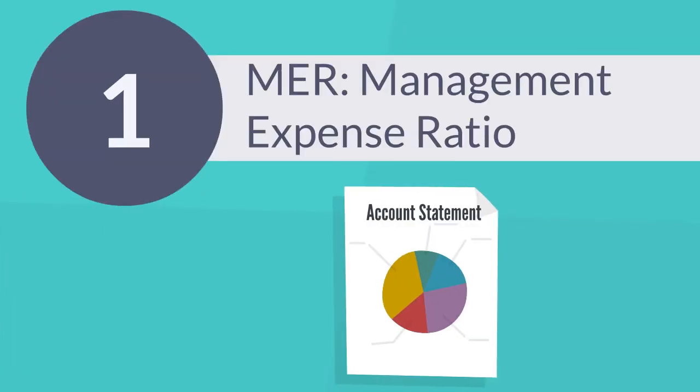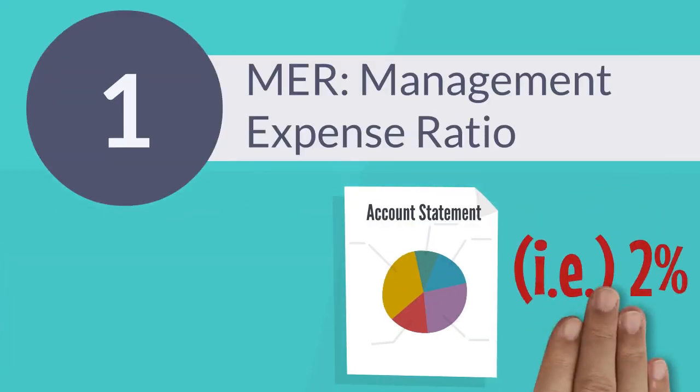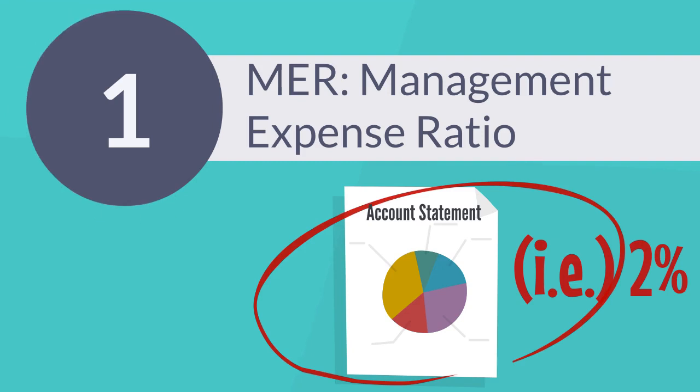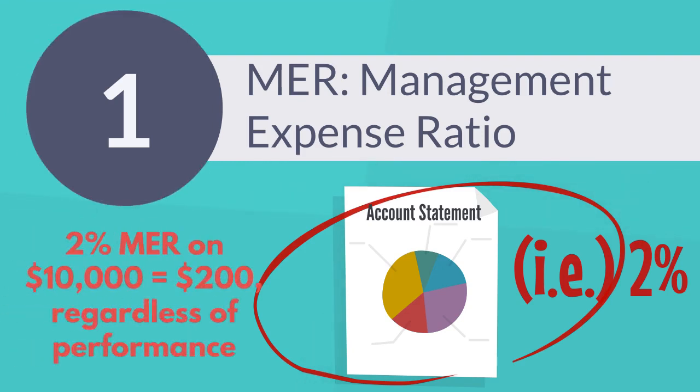The first fee to be aware of is an MER, and it's a percentage that's charged on your entire portfolio. As an example, it might be 2% on your mutual fund, which you might have $10,000 invested in. That would cost you $200 a year, and that covers everything from the fund managers that are buying and selling on your behalf to the administrative costs of the portfolio. Now, it is important to know that the MER is charged regardless of whether or not the portfolio made money.